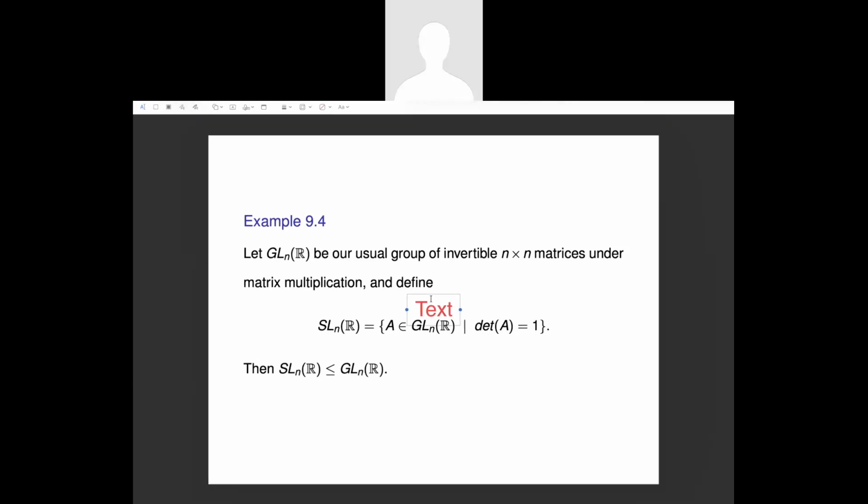We can say whether it is closed or not. We take any two elements A, B in SLnR. Then clearly you can say that determinant of A is equal to 1 and determinant of B is equal to 1.